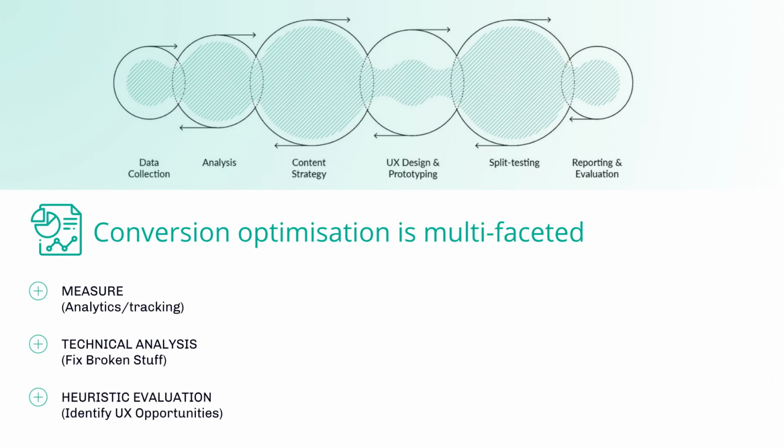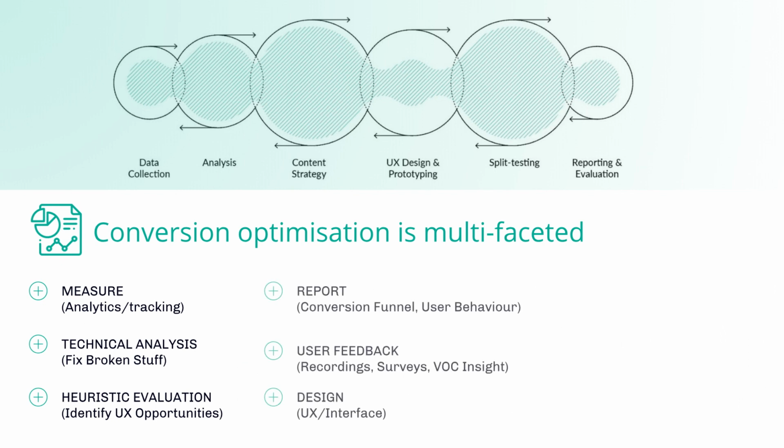You've got to establish a measurement framework that involves setting up robust implementation for Google Analytics or whatever web analytics platform you have for website tracking. You've got to do technical analysis, make sure nothing's broken on the website, which involves robust quality assurance. You've got to review the website with heuristic evaluation, understand the design and content opportunities. You've got to do reporting, build the funnels, understand where the bottlenecks are, do the funnel mapping. You've got to do user research and voice of customer insight.